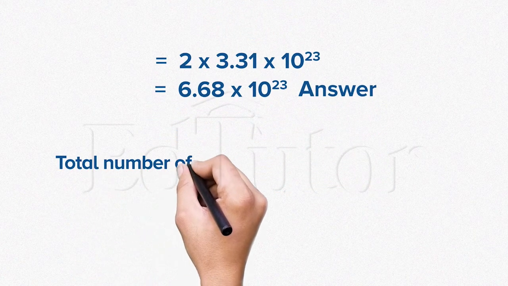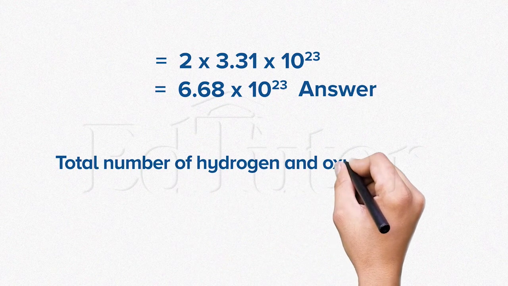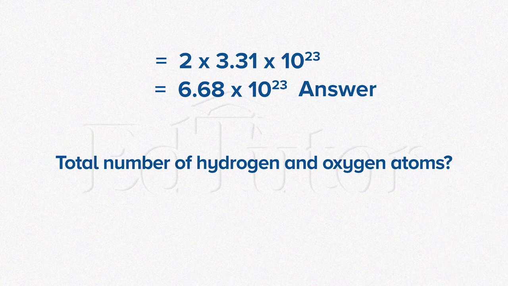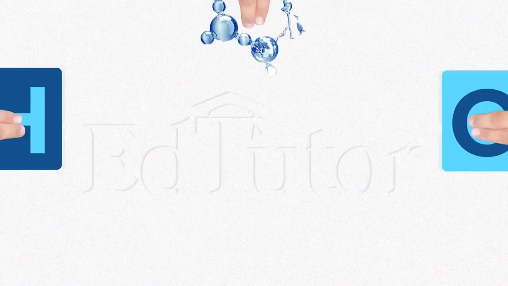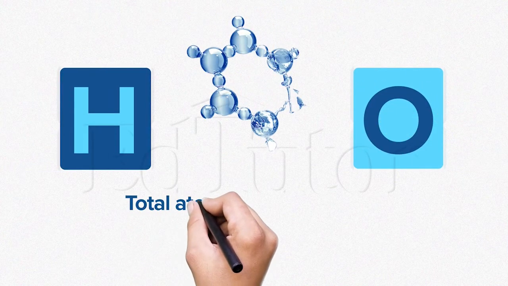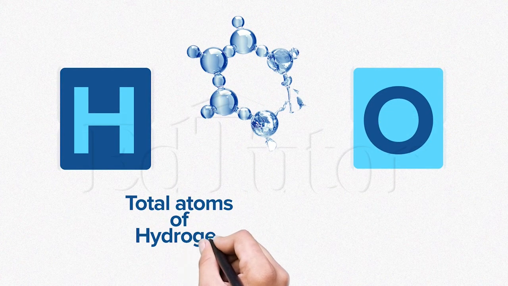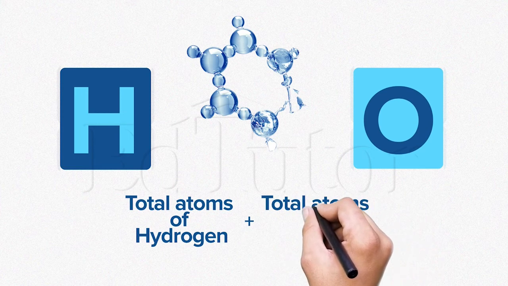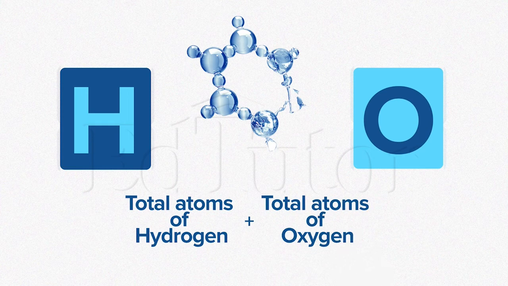Lastly, what is left to be solved? Well, we just have to calculate the total number of atoms of hydrogen and oxygen now, which is quite simple. Why? That is because earlier we have already calculated the number of hydrogen atoms and oxygen atoms, isn't it? All you need to do is add those two answers.